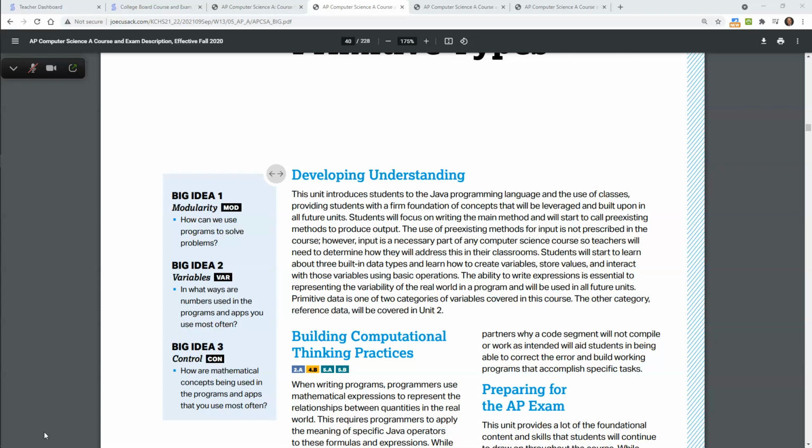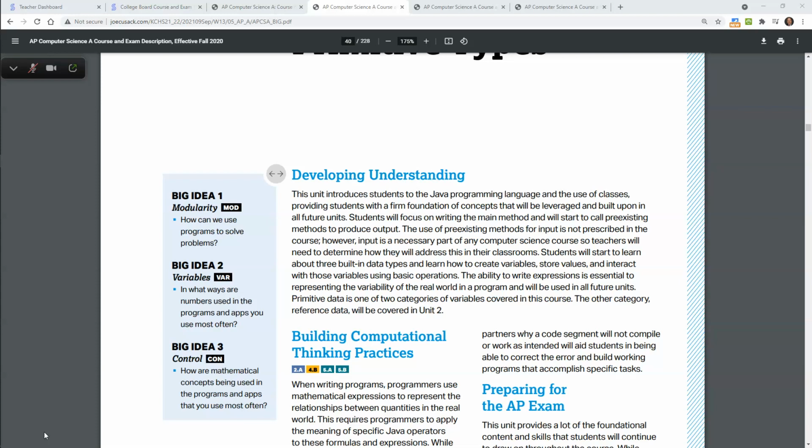Big idea 2, variables. In what ways are numbers used in the programs and apps you use most often? Big idea 3, control. How are mathematical concepts being used in the programs and apps that you use most often?